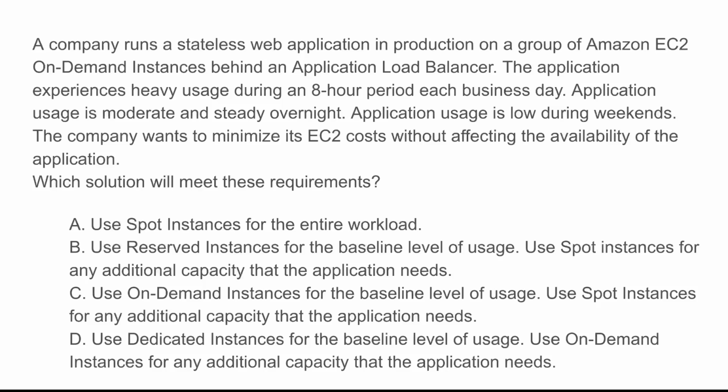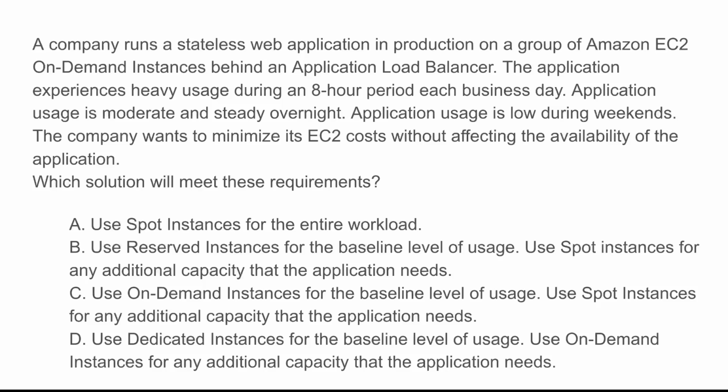Option A uses spot instances for the entire workload. Now, spot instances are the cheapest, but they are interruptible, meaning AWS can reclaim them anytime, which is not ideal for baseline workload.